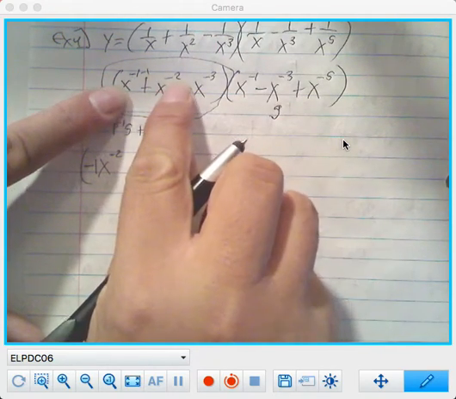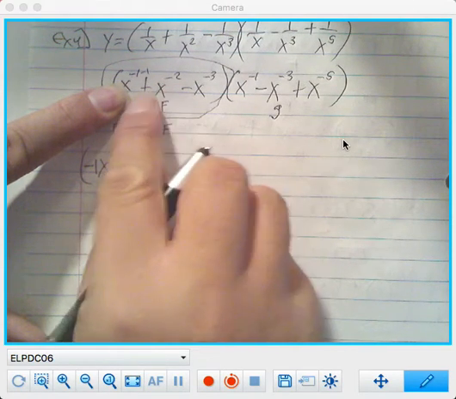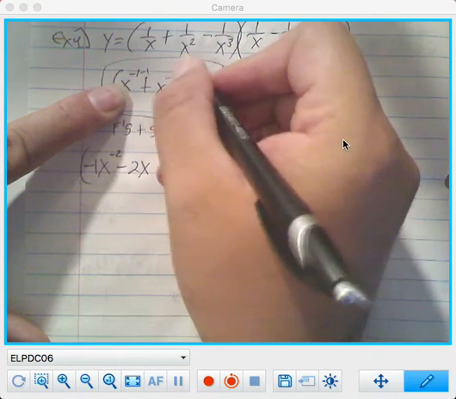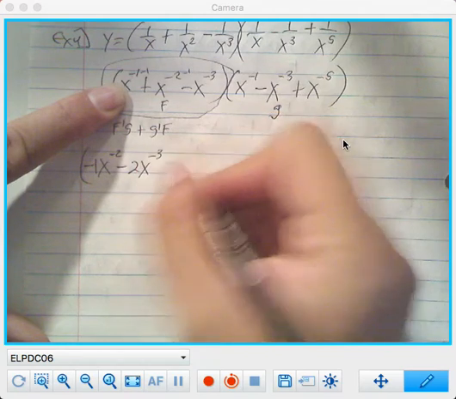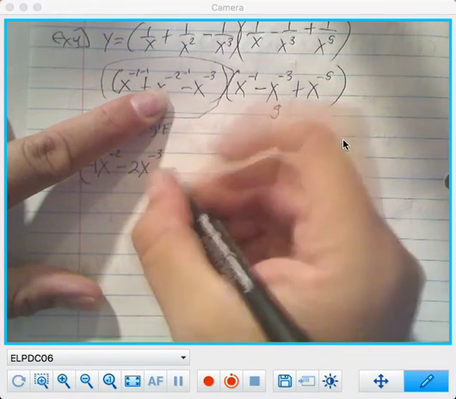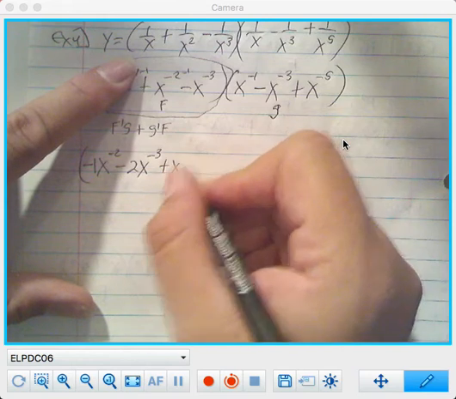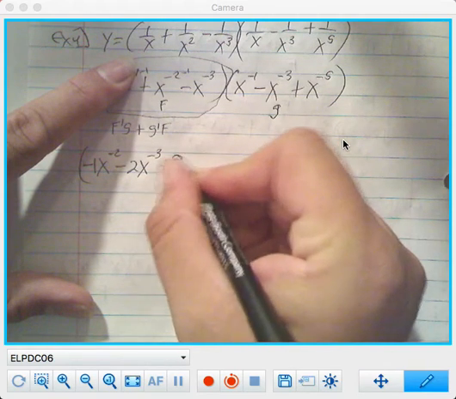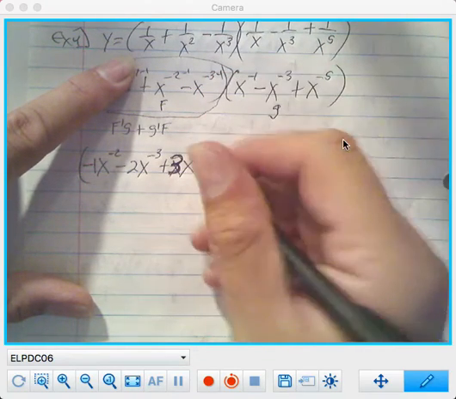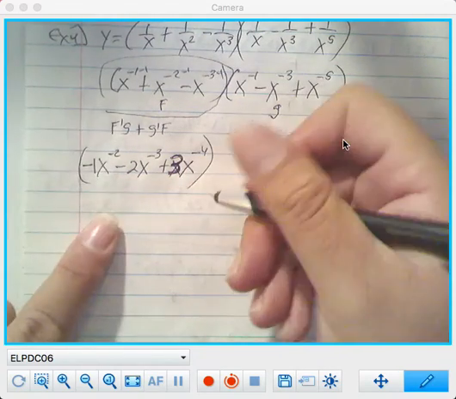Look at this one. When you bring down the negative 2, you replace the positive with that negative 2. So this will be negative 2, copy the letter, subtract 1. Negative 2 minus 1, negative 3. Look at this one. When you bring the negative down and this negative, they become positive. So positive, oops, my bad, positive 3, copy the letter, subtract 1. Negative 3 minus 1, negative 4. So that's our f prime.